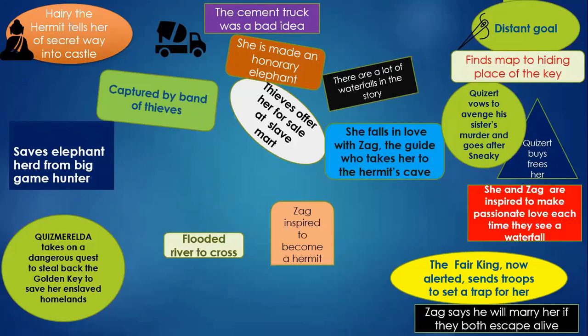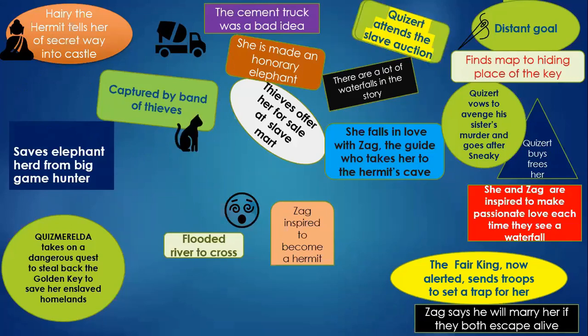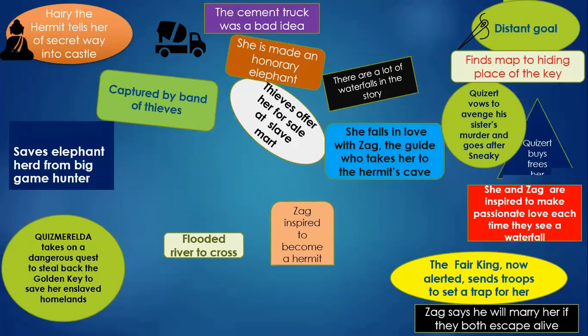So Quizet ends up at a slave auction in a particular town. And if you've been getting a quick glance at some of the main plot scattered around here, you may have discovered that Quizmerelda gets sold off as a slave. And of course, wouldn't you know it, lo and behold, when Quizet goes to buy slaves, there's his sister, his own beloved sister up there on the blocks, and he buys her with his own money and he sets her free. Because she instantly tells him about his sister's murder, and so Quizet vows to avenge his sister's murder, and he goes off after Count Sneaky.